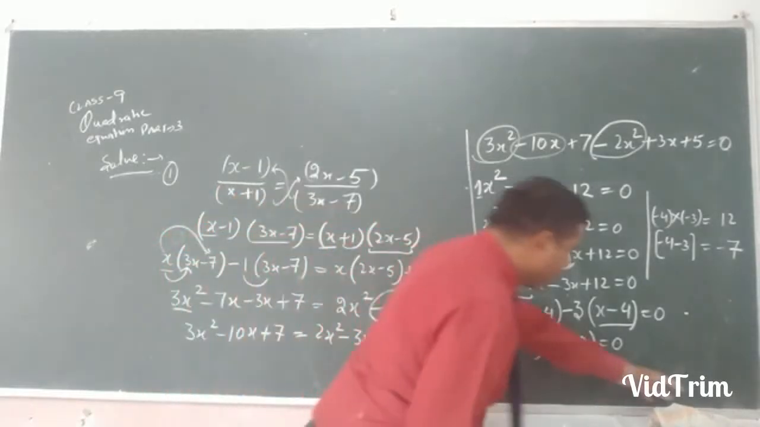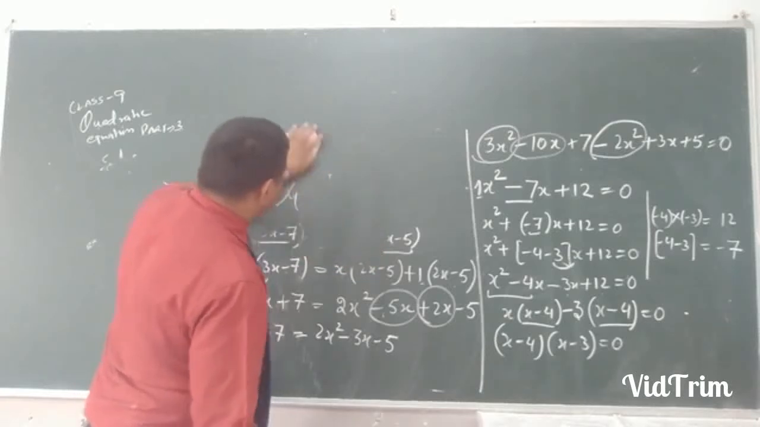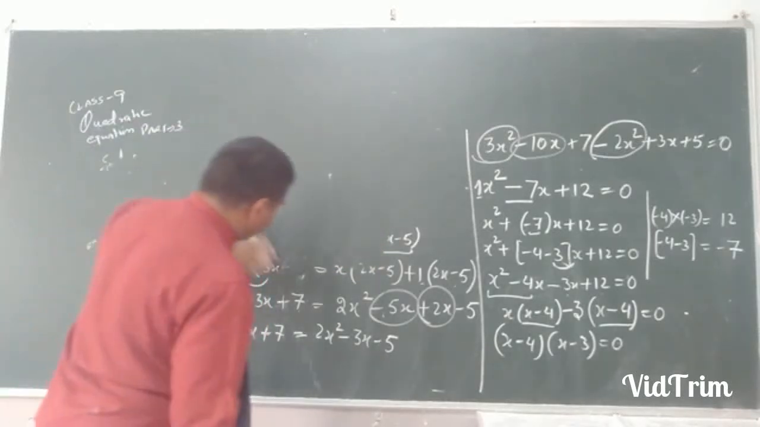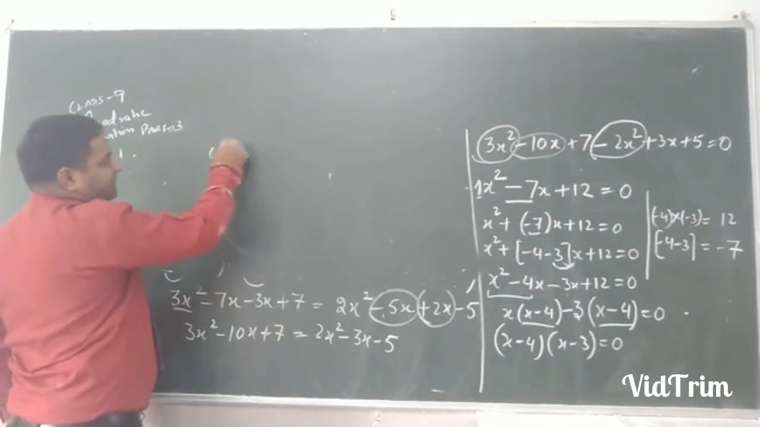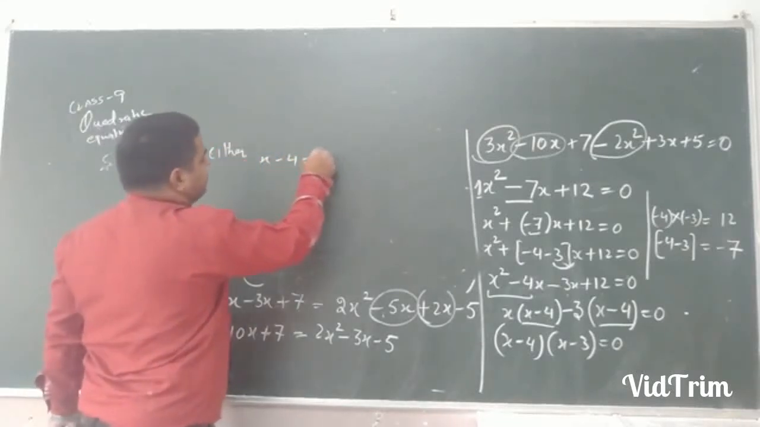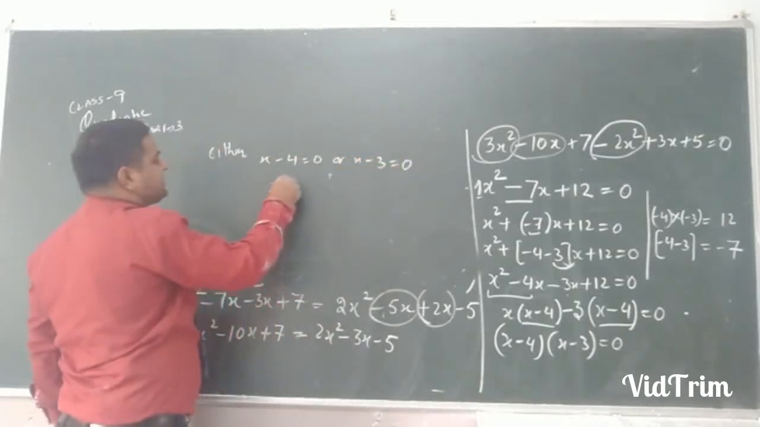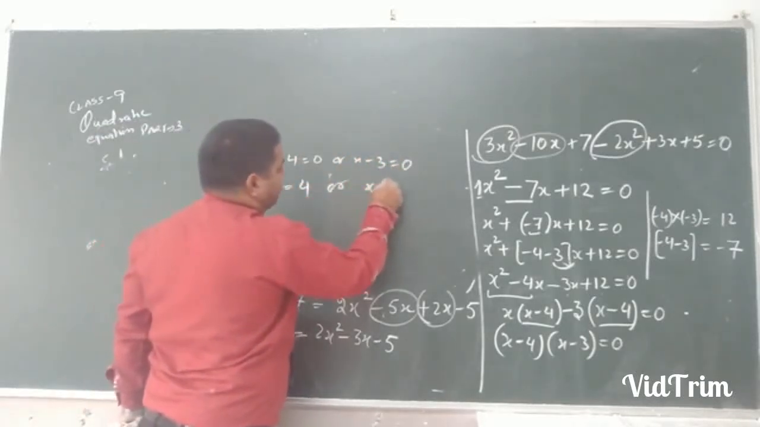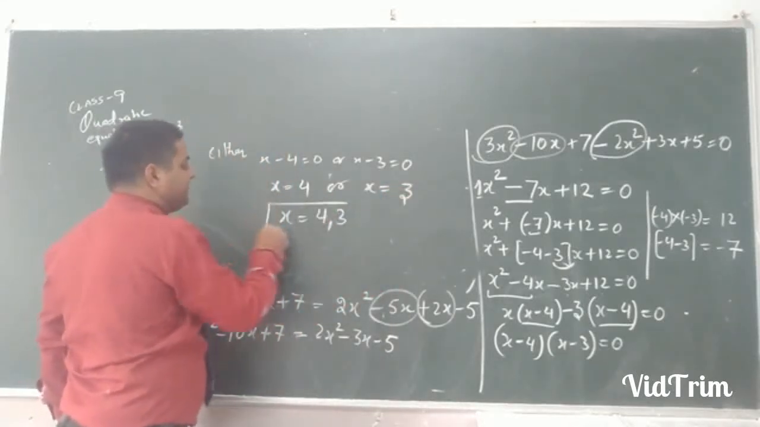That means either x minus 4 equal to 0 or x minus 3 equals to 0. So x is 4 or x is 3. So the roots are 4 and 3.